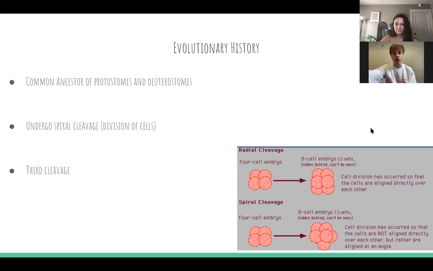And in the picture on the right, you can see that in radial cleavage, cell division has occurred so that cells are aligned directly over each other. And in spiral cleavage, cell division has occurred so that the cells are not aligned directly over each other, but rather aligned at an angle. That is the difference.